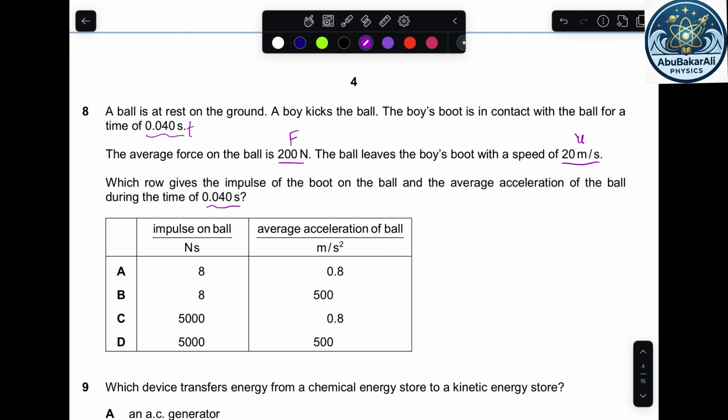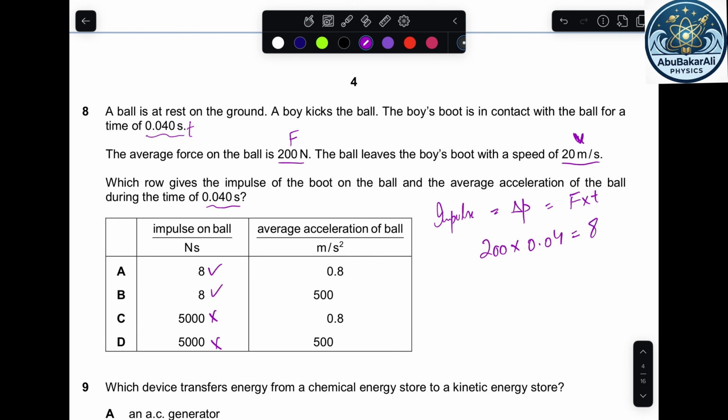Initially it is at rest and it is moving with this velocity. You have to find impulse and you have to find the average acceleration of the ball. So for impulse, you have two different relations. It can be written as change in momentum or it can be written as force multiplied by time. Okay, so we have the force. Let's use that one. Force is 200 and time is 0.04. When we do the calculation, 200 multiplied by 0.04 will give us 8. So impulse is 8. You have to choose between A and B.